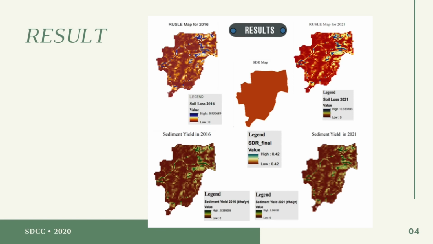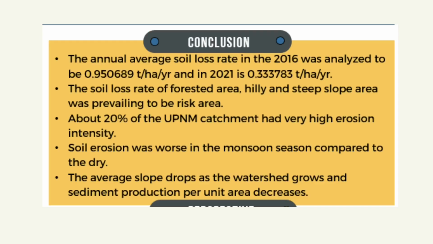Here the results show a comparison of the amount of soil erosion and sediment yield in two different years, which are 2016 and 2021, while the middle map shows the SDR mapping. In conclusion, the annual average soil loss rate in 2016 was analysed to be 0.95 ton per hectare per year and in 2021 it is 0.33 ton per hectare per year.